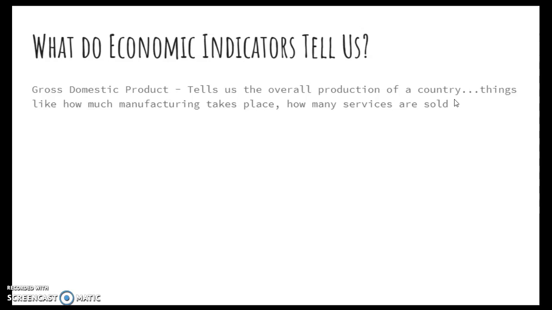How much manufacturing is happening, how many services are actually being sold, and that's for the entire country. So anytime that you make a product or anytime that you provide a service to somebody, when you get paid for that, that payment goes into the overall total for the country, right? That gets included in the numbers for a gross domestic product.